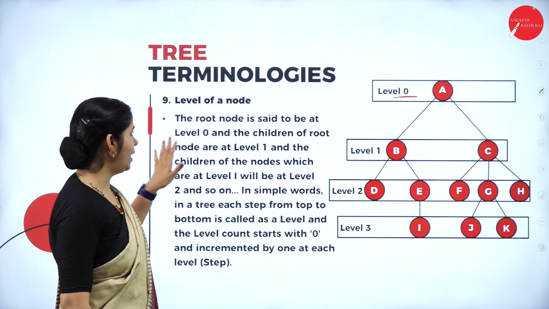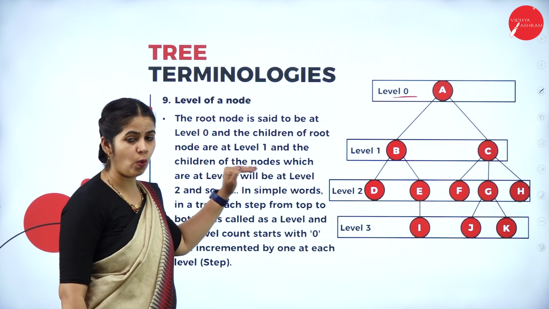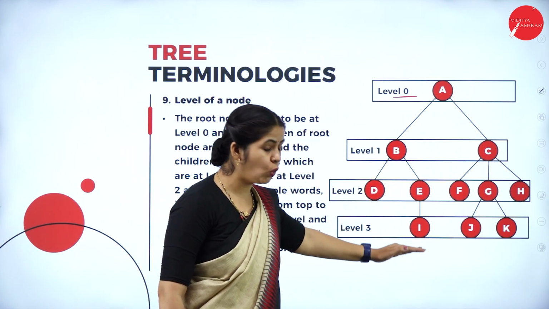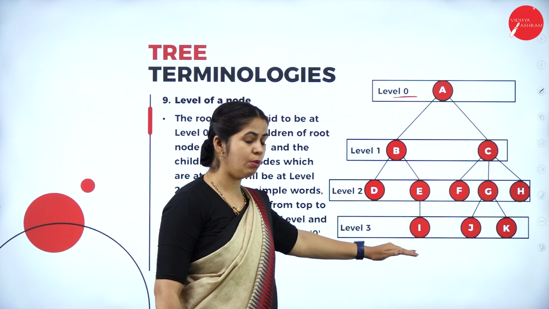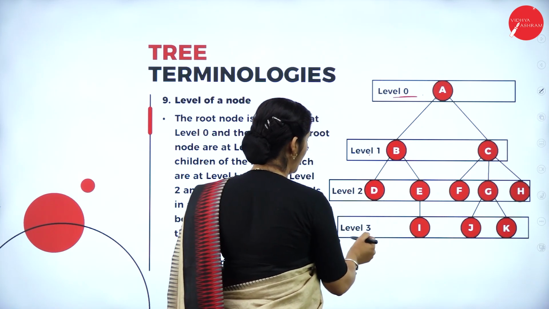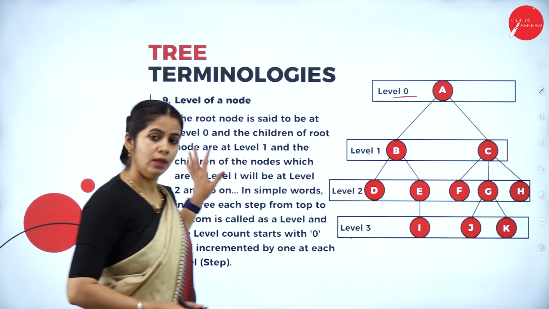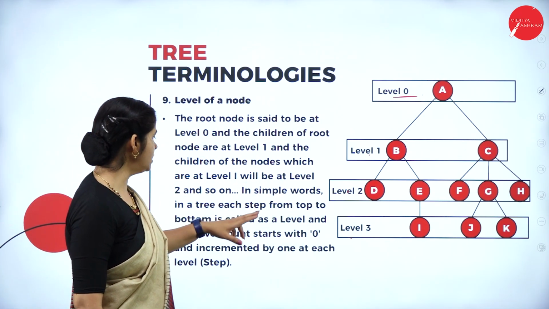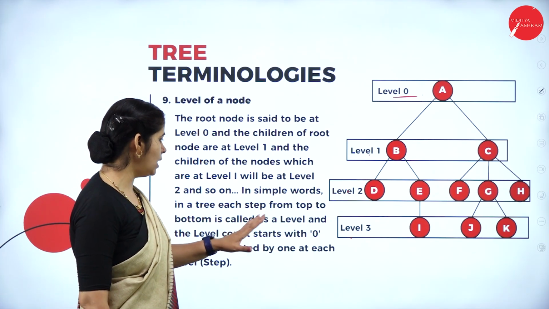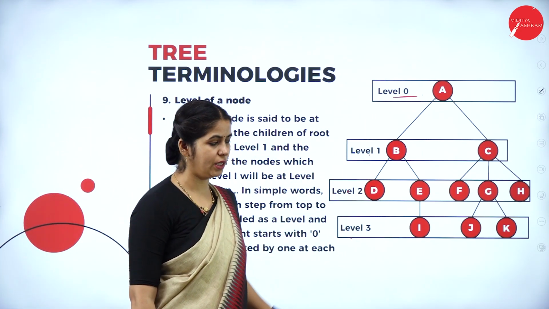The root node is said to be at level 0 and the children of the root node are at level 1. As we have stated, the tree is a hierarchical representation. As the hierarchy goes deeper, the level will be increasing. So we should have levels 0, 1, 2 and 3. All the nodes that form a single level are called the level of the node. In simple words, each step in the tree from top to bottom is called a level. When we are forming the tree, we have other levels for that particular tree.